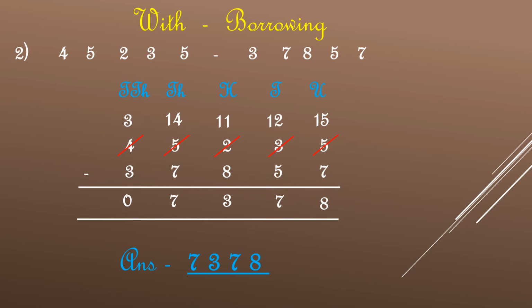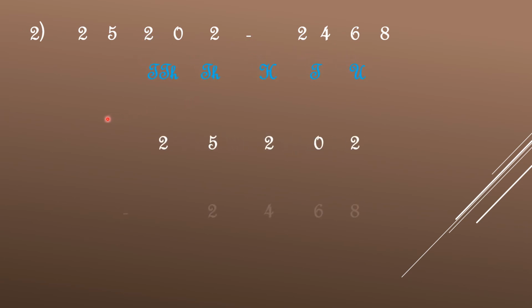Let me explain with another example. Let's continue with the next example. 25,202 minus 22,468. So these are the 5 place values, and I place the 2 numbers, the 5-digit number and then the 4-digit number. So let's begin now. From 2, I cannot subtract 8.